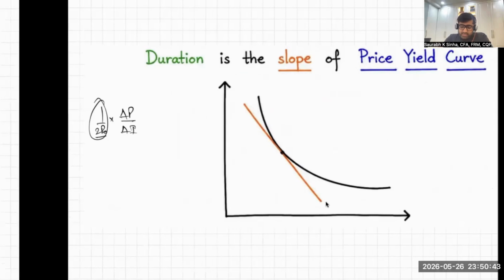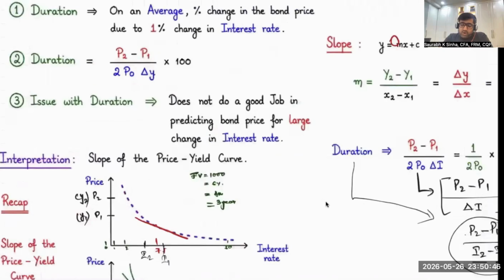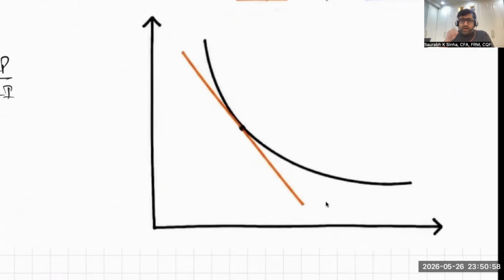We discussed the issue that duration does not do a good job in predicting the bond price for large change in interest rate. Why? Because it's the slope of the price yield curve. How come? Let's see. If you're trying to predict the change in the price or the new price with the help of duration, actually you're trying to predict the new price with the help of this line, which is duration, not with the actual price yield curve. What I'm saying is that you calculated the duration at 7%. It came to 2.646. It means you're talking about this line.